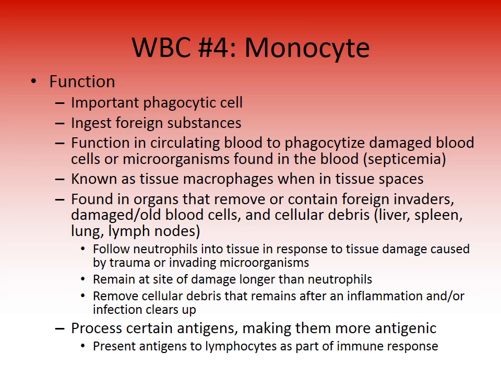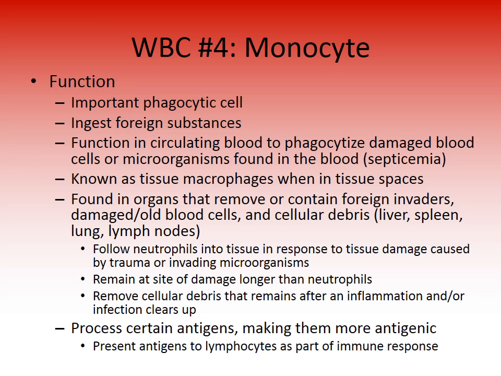When these monocytes transfer into tissue, they are known as tissue macrophages. So when they do transfer over, they turn into macrophages. They're found in organs that remove or contain foreign invaders, damaged old blood cells, and cellular debris, like the liver, the spleen, and the lymph nodes. You're going to find a lot of these macrophages there because a lot of these invaders will go to these areas and the macrophages will then take care of them by phagocytizing them.